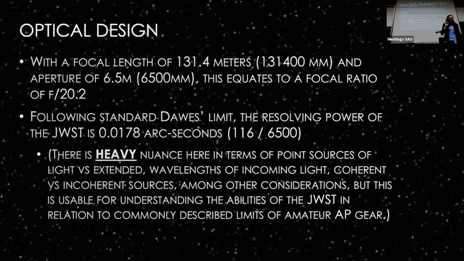So the Dawes limit is, with the reduction here, you basically just take 116 divided by the millimeters of the aperture. And so the James Webb Space Telescope has a Dawes limit of 0.0178 arcseconds.